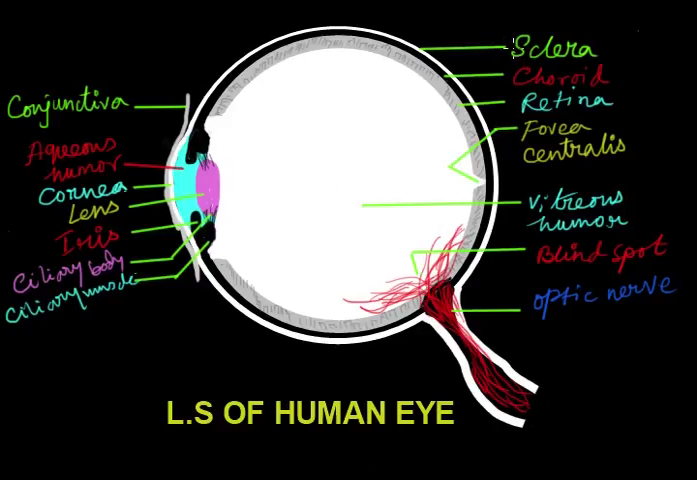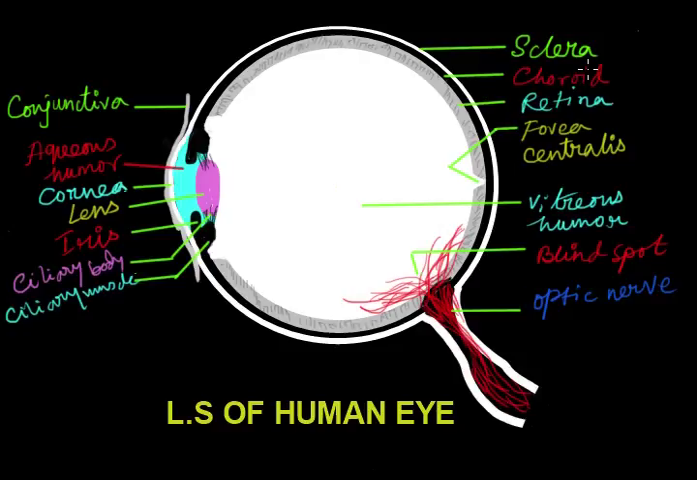From the exterior to the inside: the sclera, which is the outermost layer and is whitish in color; the choroid, which is the intermediate layer and blackish in color; and the retina, which is the innermost layer. Now, the sclera is composed of collagen fiber, a tough fiber. That's why it provides protection and tenuity to the whole eye structure.